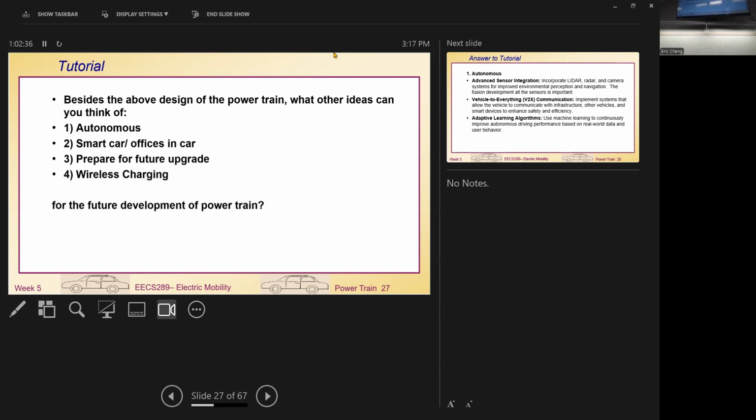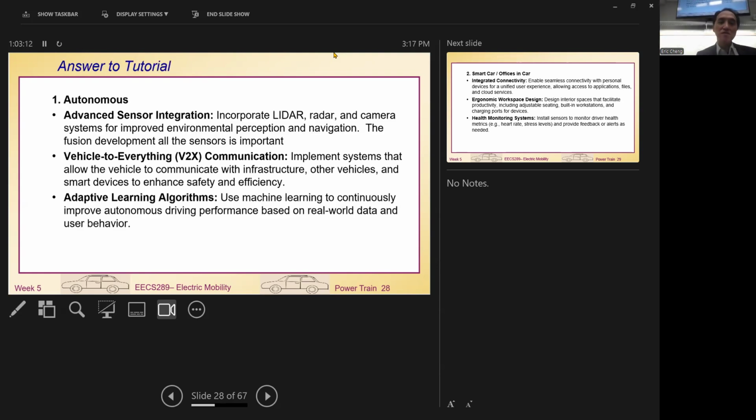And then you need to prepare for future upgrades. Once the powertrain is there, if it cannot be upgraded, it's no use. So we need to think about future upgrades or wireless power charging. At the moment, no vehicle has wireless power charging, only research. But how do we develop wireless charging in the next few years? I think it will become real and practical for all vehicles, but how can that be done? For these 4 items, what kind of future development for the powertrain do we need to look into? I think we do have some answers here.